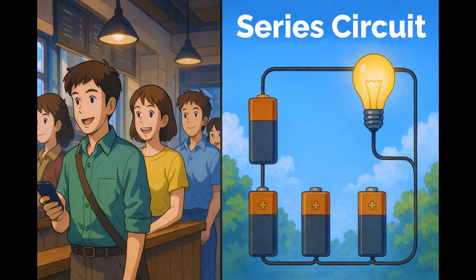Here you represent the electric current. The coffee shop line is the series circuit, and each person is like a component in the circuit. If one person leaves the line, the flow stops, just as a break in the circuit would stop the current.